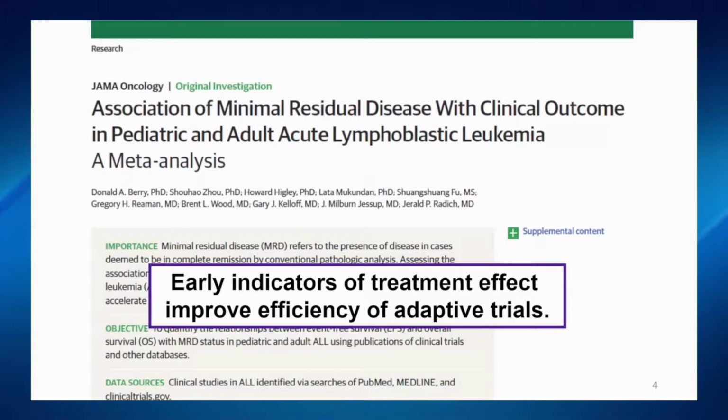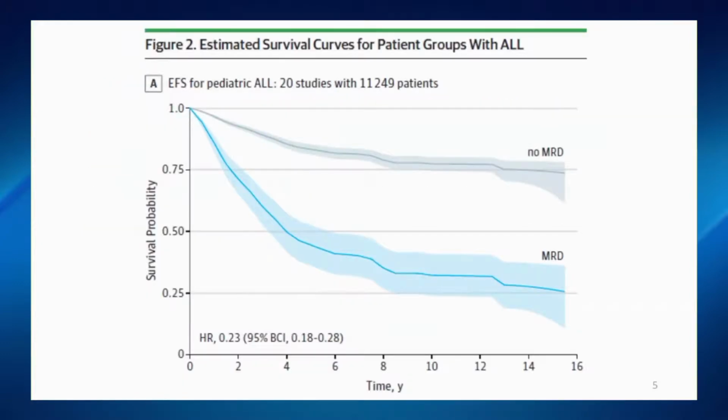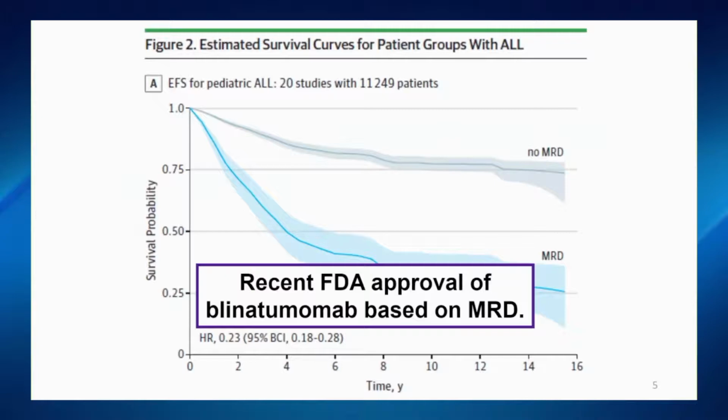And so this is an example. This is EFS, pediatric patients, 11,000 or so in 20 studies, that shows an enormous predictability of MRD negativity in this disease. And in fact, this was used recently by Amgen in getting an additional approval in ALL, citing this paper extensively for blinatumomab.